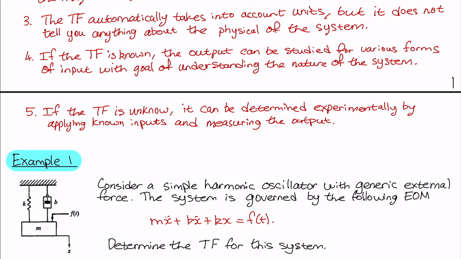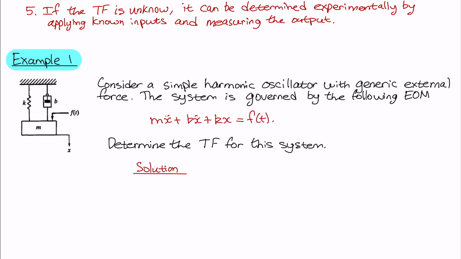All right, we're going to go through two examples. I'm going to solve one example, and then you guys are going to solve the second example. And let me fix a typo up here. So for the example shown here, we're considering a simple harmonic oscillator with some generic external force. The system here is governed by the following equation of motion. This is just our standard harmonic oscillator, m x double dot plus b x dot plus k x is equal to f of t. We're asked to just determine the transfer function for this system.